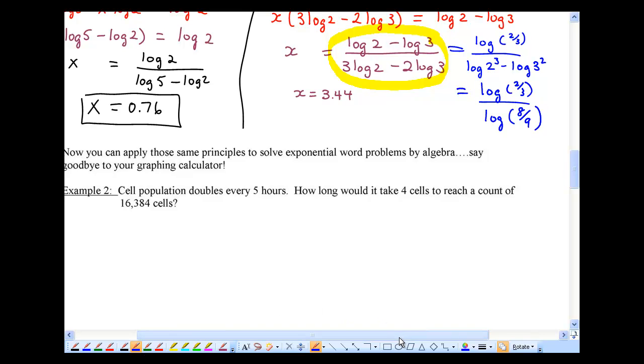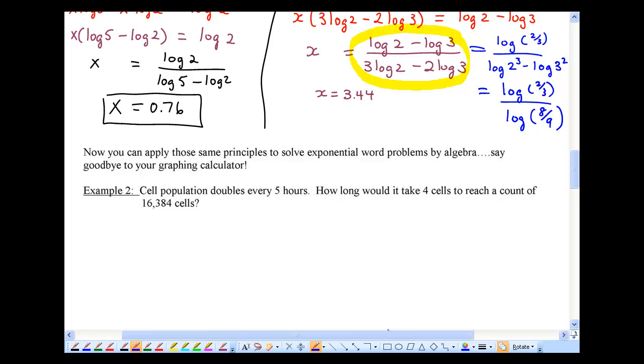All right. So now I'm going to ask you to apply these same principles that you used to solve these exponential equations to the word problems that we did before. Remember that stuff we did before with cell population, how it doubles every hour or something like that? Yeah, here's another example of that. So cell population doubles every 5 hours. And the question is, how long will it take 4 cells to reach a count of 16,384?